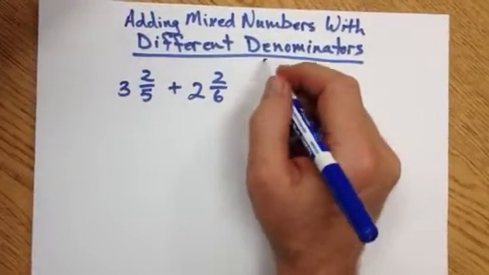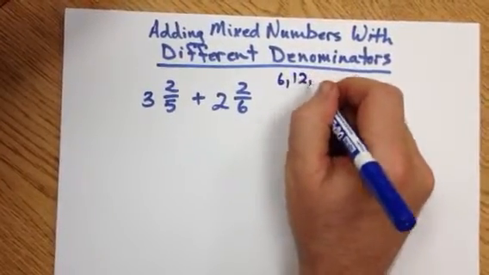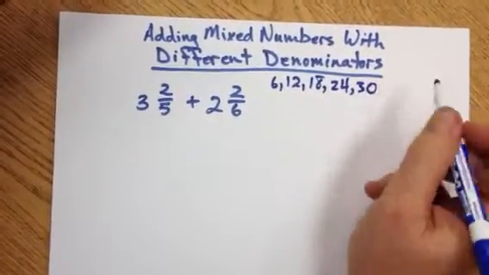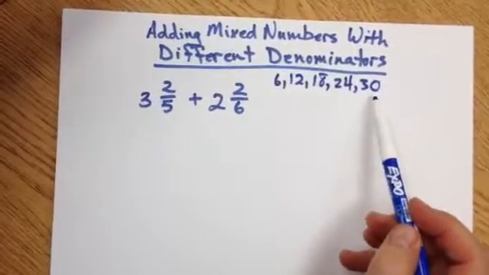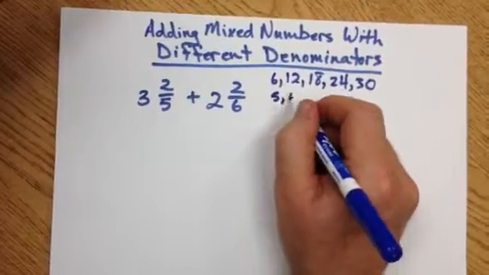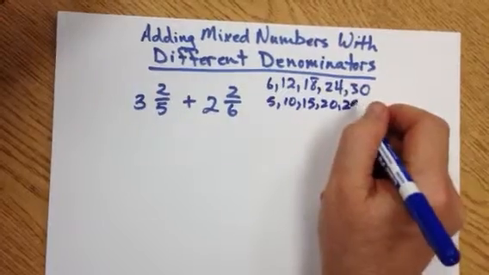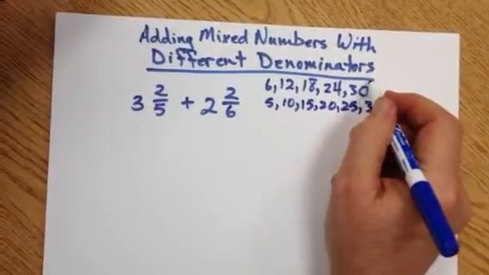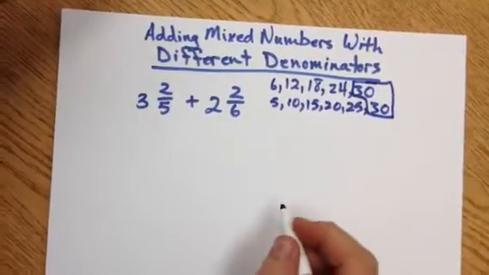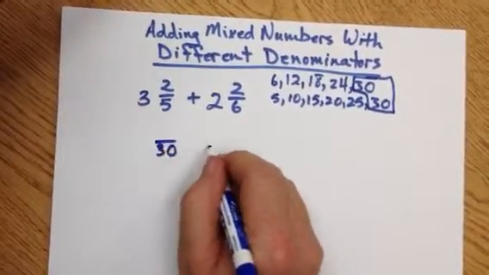So I'm going to begin by listing the multiples of 6. So 6, 12, 18, 24, 30. Now I'm going to stop at 30 because I know that 5 will go into it because it ends in a 0. So now I'll list the multiples of 5. So 5, 10, 15, 20, 25, and 30. So 30 is the lowest common multiple for 5 and 6. So we're going to use that as our denominator. So I'll write that down right now.